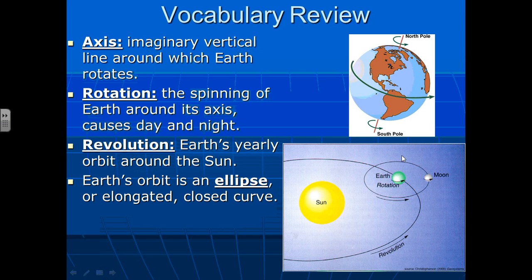Earth's orbit or revolution is an ellipse, which is an elongated or curved oval. Looking at that second picture, you can also see the motion of the moon and how the moon rotates compared to how the Earth rotates. You can also see the orbit of the moon around the Earth and the orbit of the Earth around the sun.